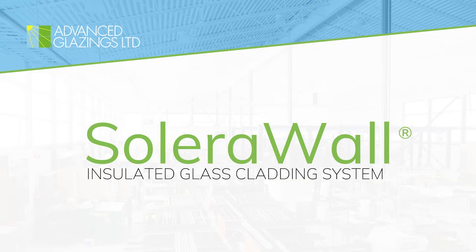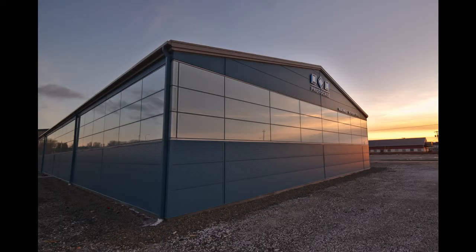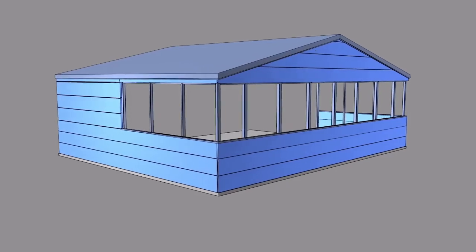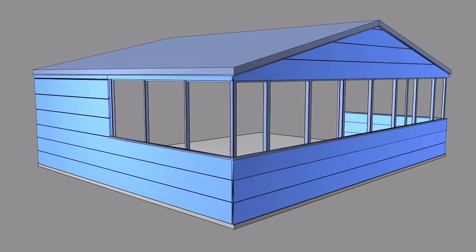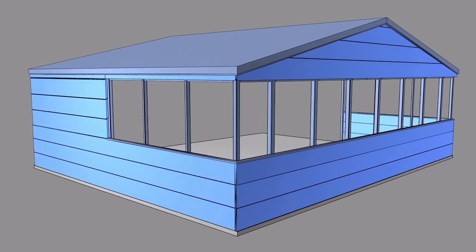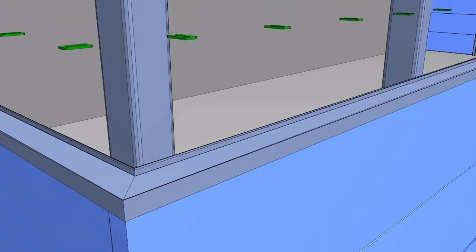SoleraWall is an insulated glass cladding system. What does that mean? Let's take a closer look. Unlike traditional curtain wall systems, the Solera system attaches directly to the primary structure of the building. SoleraWall consists of perimeter and intermediate connectors which attach to the building.